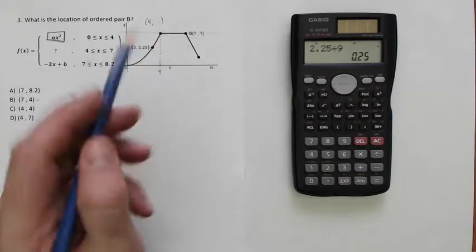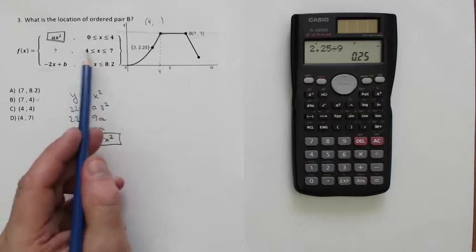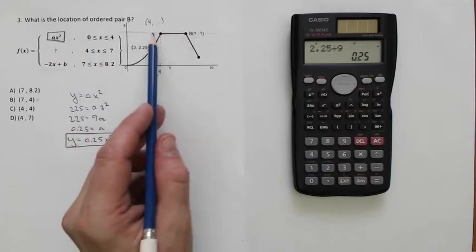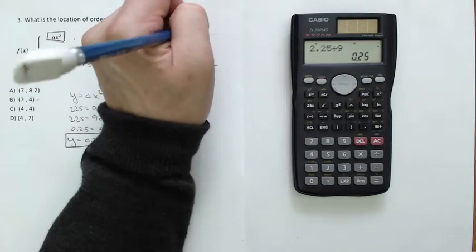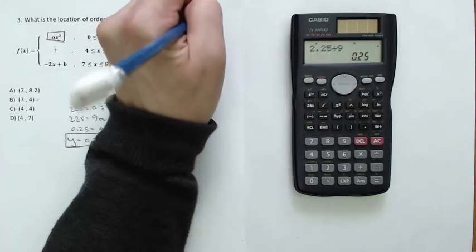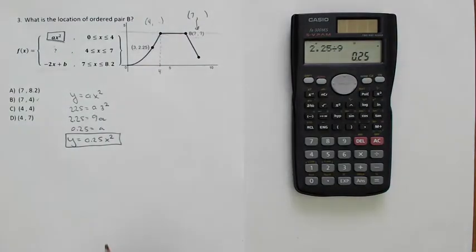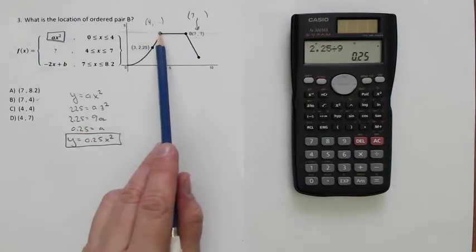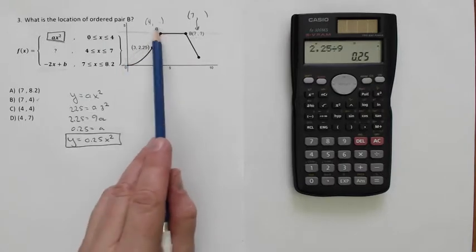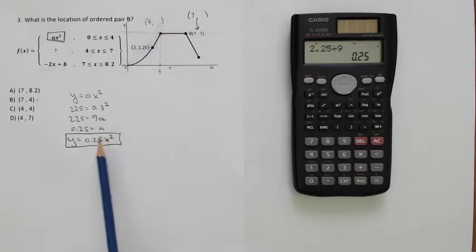I'll just point out to you over here as well that the second function runs between where the x's are 4 and 7. That should tell you that I know over here for this point that the x is a 7. I don't know the y. I can get the y though, because I can plug the x of 4 into that quadratic, and I can find out its matching y since I have the rule of the quadratic. That's why we got it.